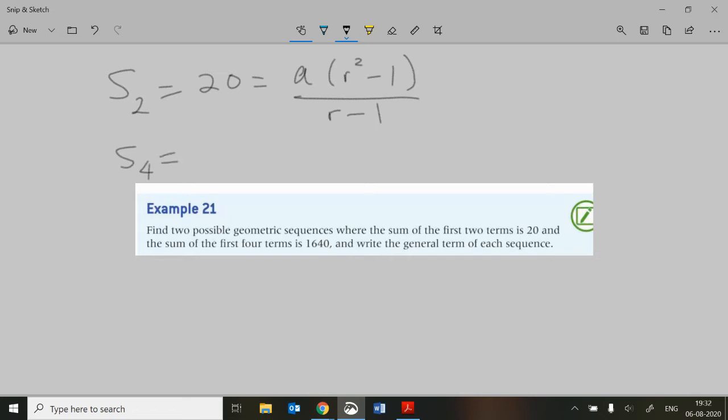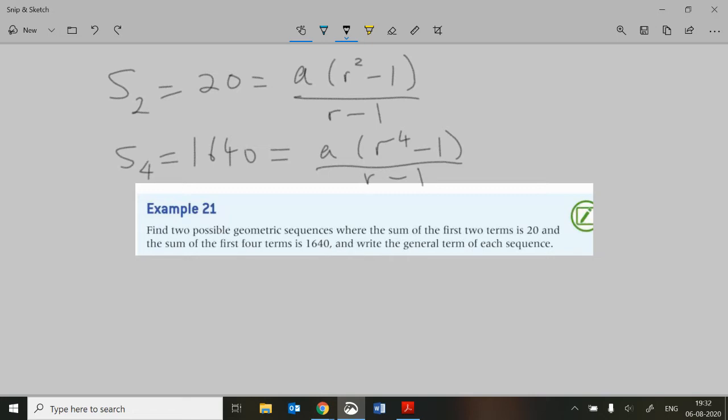And we've also got S4 equal to 1640, so 1640 equals a, and we've got r to the 4 minus 1 and r minus 1 on the bottom there. I can see there's a difference of two squares on the top, but there's not something to cancel with on the bottom. Essentially we have two simultaneous equations to solve here, and they're not straightforward, really.